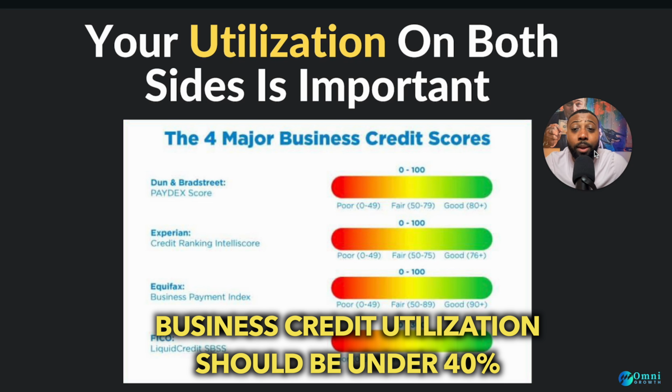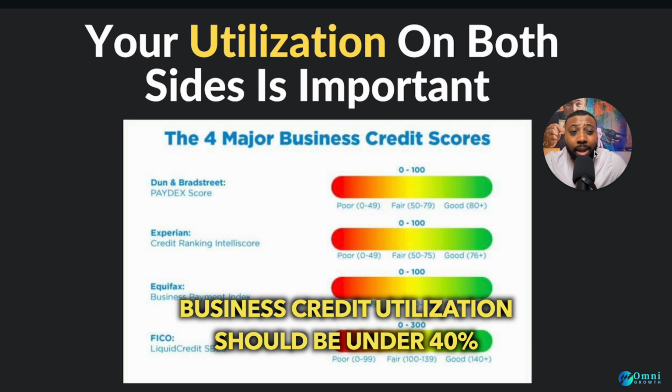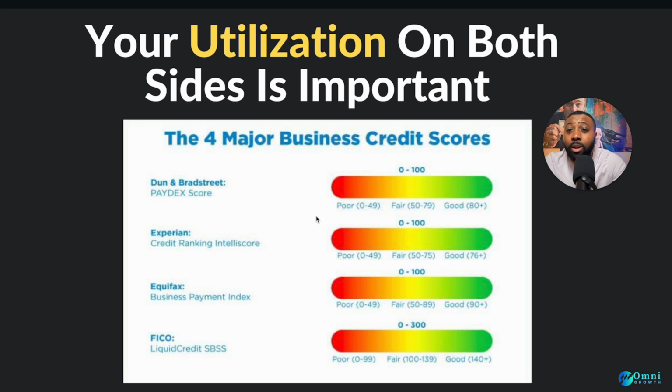banks do pull business credit as well. Depending on the bank that you're applying to, they could pull any one of these. So we're taking a look at this right now. You've got Dun & Bradstreet, Experian, Equifax, FICO, and also SBFE, which is the Small Business Financial Exchange. All of these are different business credit bureaus, and depending on what type of business credit card you have, they're going to be reporting to one of these. Some don't report to any, some report to one.